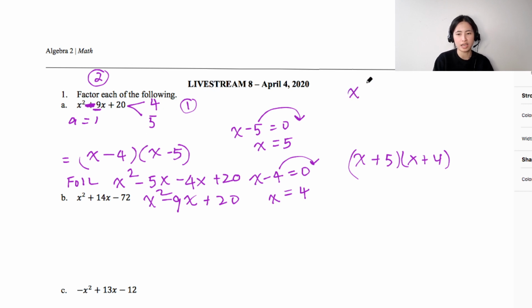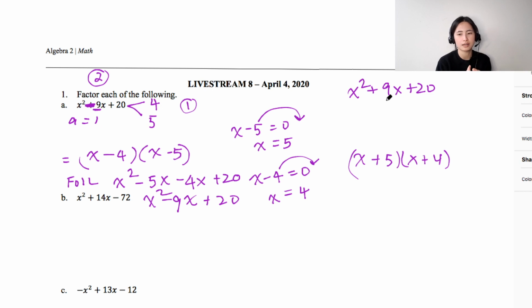But let's say you do have what was originally x squared plus 9x plus 20. Okay, so let's say this is the question. So you have x squared plus 9x plus 20, which was the mistake that I made earlier. Yeah, this is a typo. Apparently it's supposed to be minus 9x. But let's say the question was truly x squared plus 9x plus 20, right?